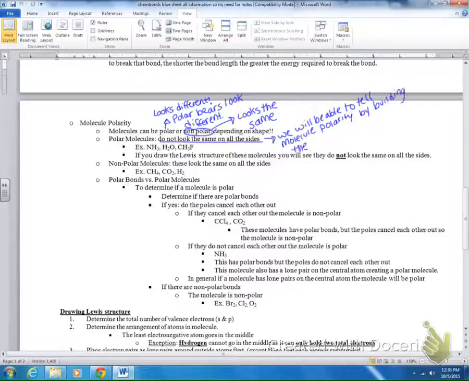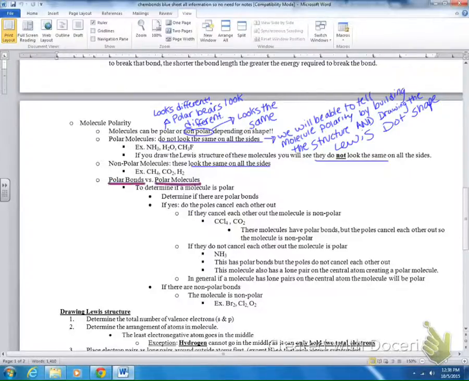With polar molecules, we will be able to tell the molecule polarity by building the structure, so we are going to do a lab where we will actually create these molecules, and we will also be able to figure it out by drawing the Lewis structure and the Lewis dot shape. And again, I will teach you that as well. So again, if you draw the Lewis structure of these molecules, we're going to see that they do not look the same if it is a nonpolar molecule, or if it is a polar molecule. If it's a nonpolar molecule, these look the same on all the sides. So that means that you've got atoms surrounding that look the same on all the sides.